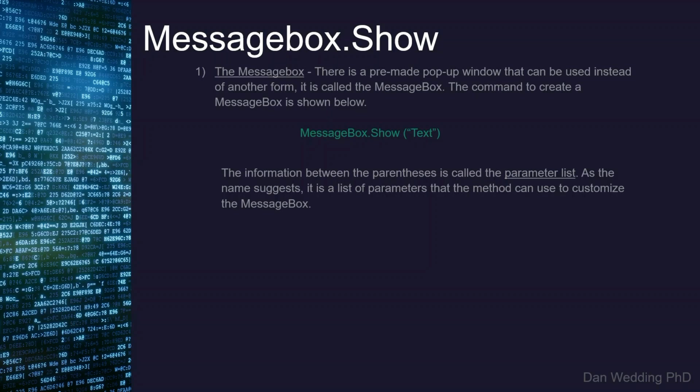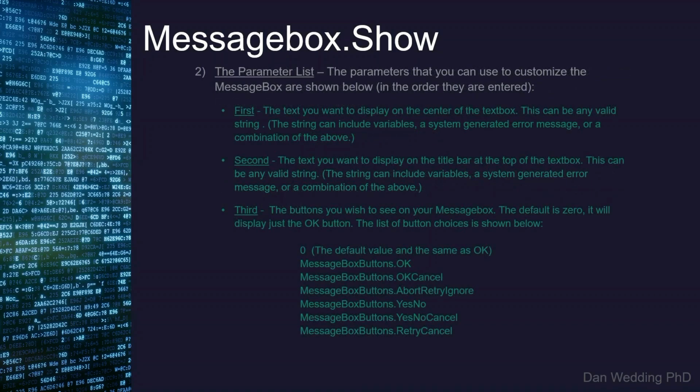There is a pre-made pop-up window that can be used instead of another form. It is called the message box. The command to create a message box is shown below. The information between the parentheses is called the parameter list. As the name suggests, it's a list of parameters that the method can use to customize the message box. The parameters that you can use to customize the message box are shown below in the order they are entered.